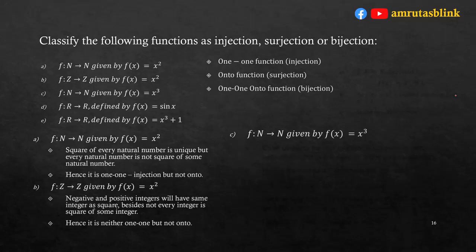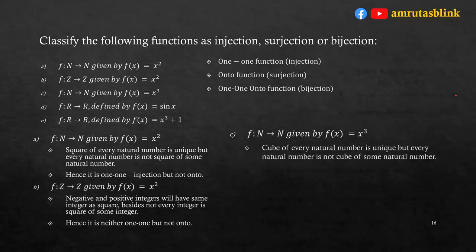Next, the function f is defined on the set of natural numbers such that f of x is equal to x cube. Now, similar to the first case, the cube of every natural number is unique, but not every natural number is the cube of some natural number, for example 2. 2 is a natural number, but it is not a cube of any natural number. Hence, this function is 1-1 but not onto, hence it is an injection.